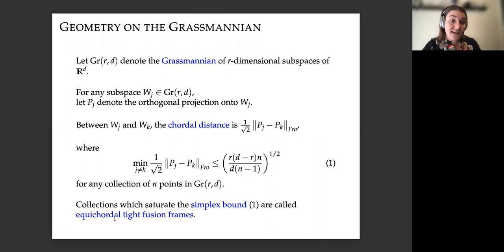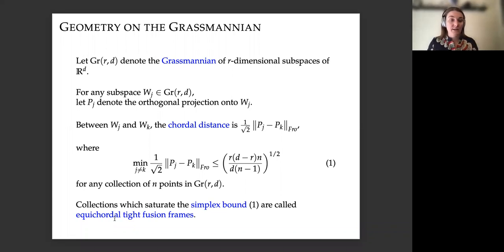So let G(r, d) denote the Grassmannian of r-dimensional subspaces of R^d. Before we were talking about lines, so they are 1-dimensional subspaces, or the projective space. Then for any subspace W_j in the Grassmannian of r-dimensional subspaces of F^d, this could also hold over the complexes, so that should be an F^d. Let P_j denote the orthogonal projection onto that subspace.